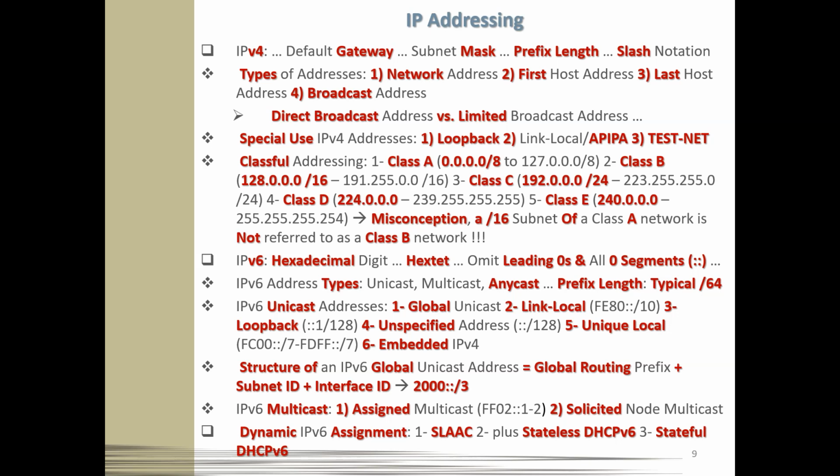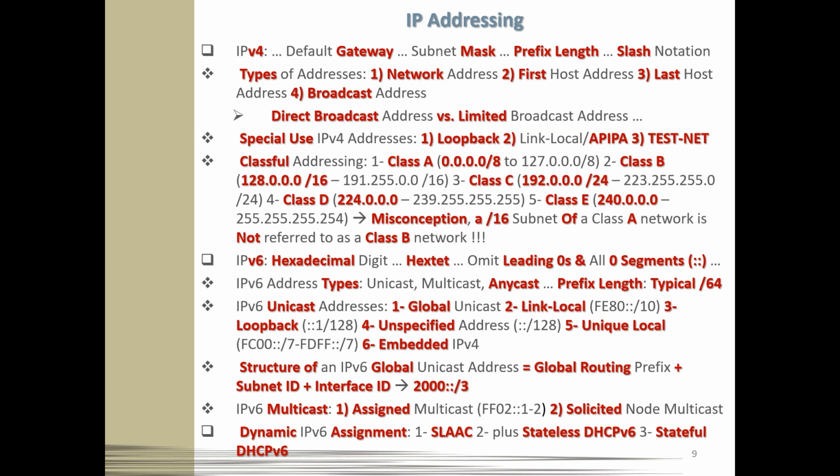Next, we are going to talk about different unicast addresses in IPv6. Here, I have listed 6 different categories of IPv6 unicast addresses. We'll start with the famous one, global unicast. These are globally unique and also internet routable addresses.